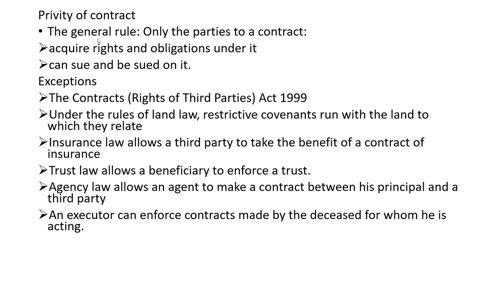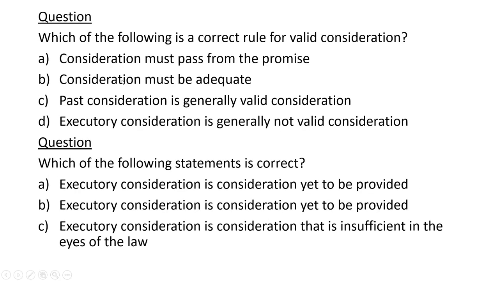The second last question was, which of the following is a correct rule for valid consideration? Consideration must pass from the promisee. Option A is correct. Because B says consideration must be adequate, but consideration must be sufficient, not adequate. Past consideration is generally a valid consideration? Past consideration is never a valid consideration. Executory consideration is generally not a valid consideration? Executory consideration is generally a valid consideration. So option A is correct: consideration must pass from the promisee.